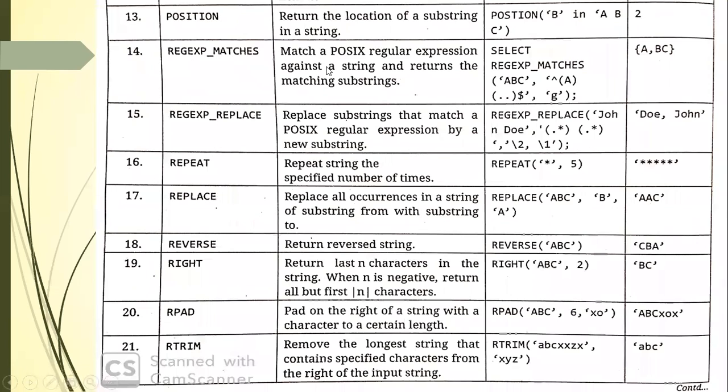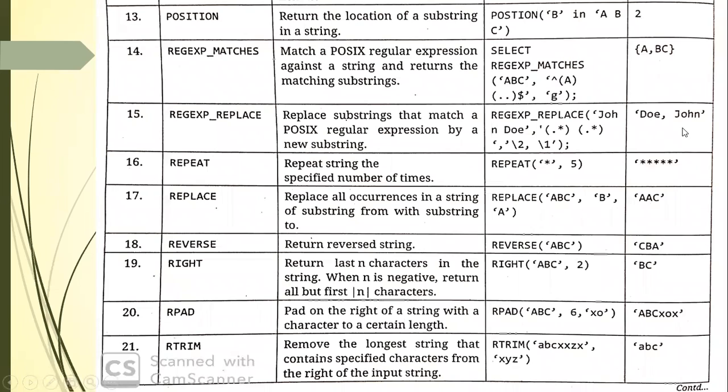Regexp matches, that is, match a POSIX regular expression against a string and return the matching substring. A regular expression will be mentioned here, and the substring that matches that regular expression will be returned. Now our regular expression can be considered. This is the regular expression we can consider. From this point to this point, we have the regular expression, and this function returns those strings that match this regular expression. This expression shows that the beginning character is A, and the remaining characters can be any. That is nothing but the matching expression. This is the regular expression match.